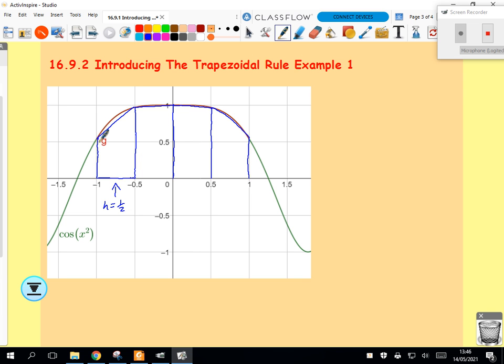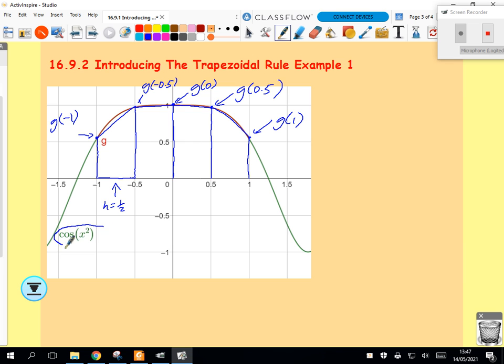How do I find these points? Well, these points, the heights here, will just be the function evaluated at these values. So this height here will be g of -1. This height here will be g of -1/2. This height here will be g of 0. This height here will be g of 1/2. And this height here will be g of 1. That's what we're looking for. And you can plug those into a calculator. Remember, g is that function there.